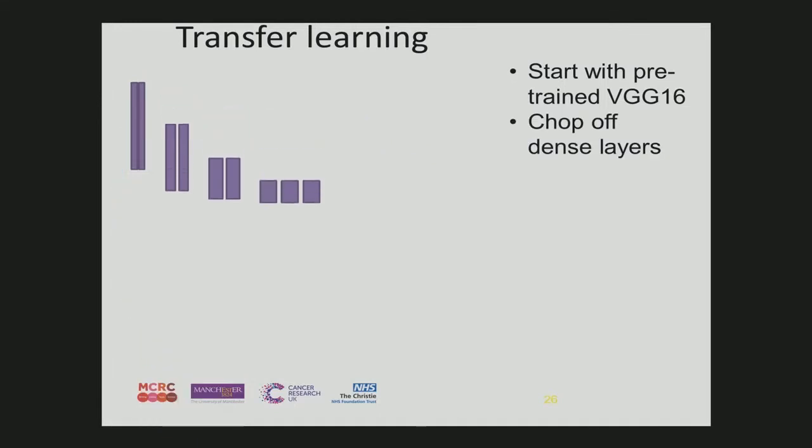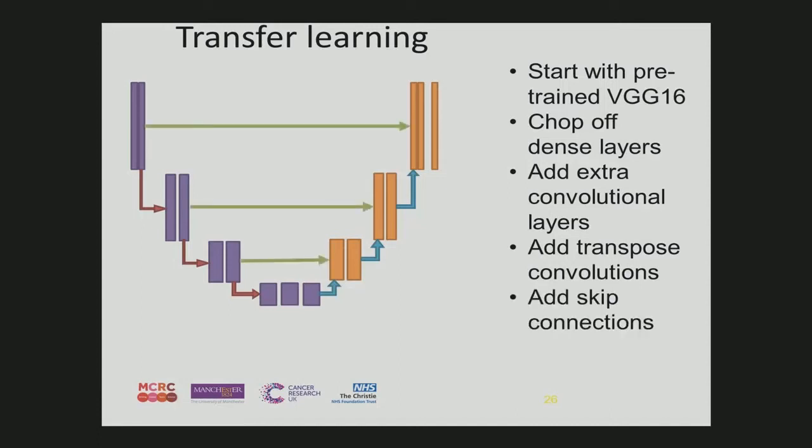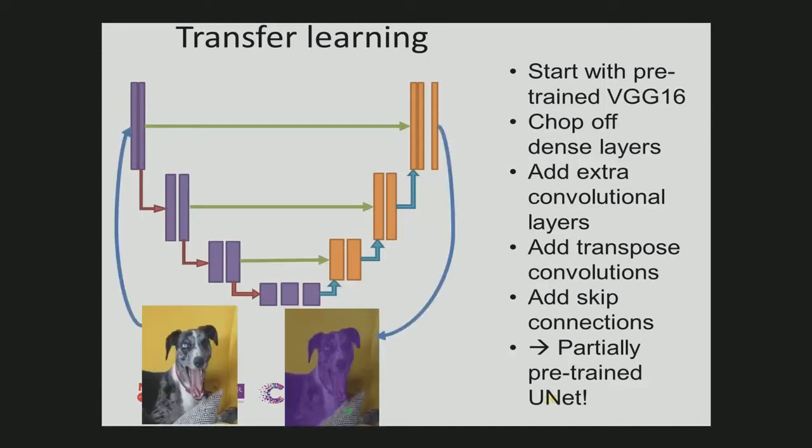So he cuts off the dense layers. I don't know, all of this stuff. He added extra convolution layers, transpose, skip connections, all that kind of stuff. And basically then retrained the network to do segmentation on the sarcopenia patients using about 200 patients as input, which is quite a small amount, and getting basically a segmentation network.